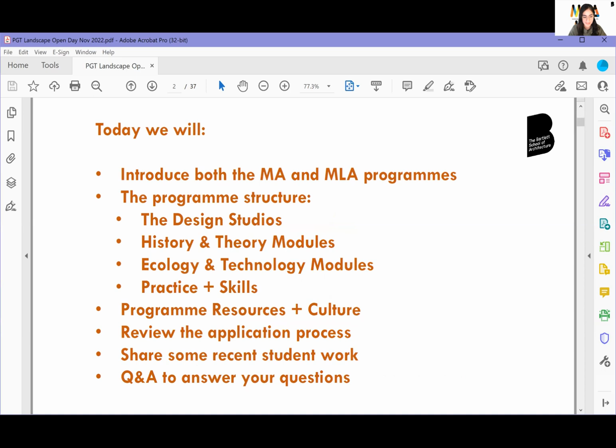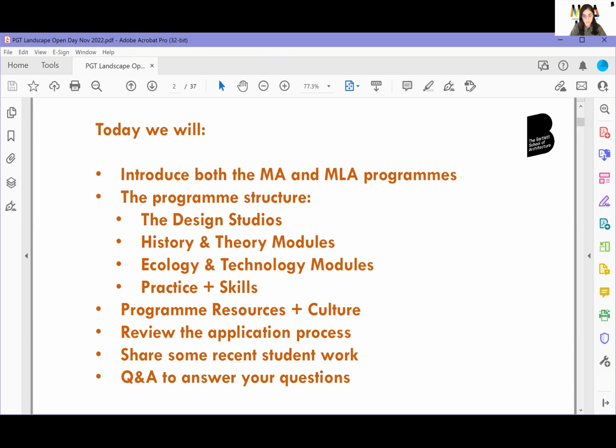So today what we will do is hopefully introduce both the MA and MLA programs. We'll talk a bit more about the program structure, consisting of the design studios, the history and theory modules, ecology and technology, and also practice and skills. Then we'll go through some of the program resources and the Bartlett studio culture, and we'll wrap up by talking through the admissions process, sharing some student work, and then we'll have a live Q&A portion to answer your questions.